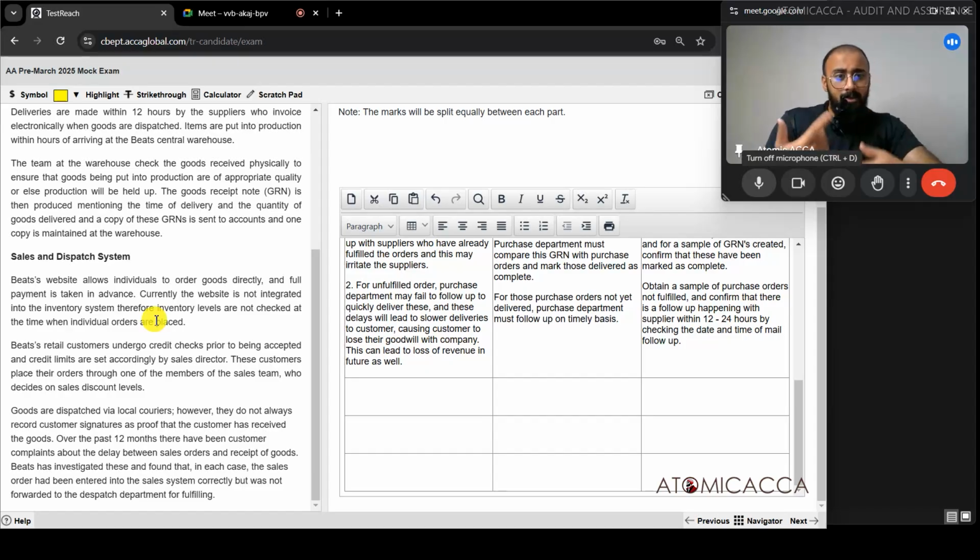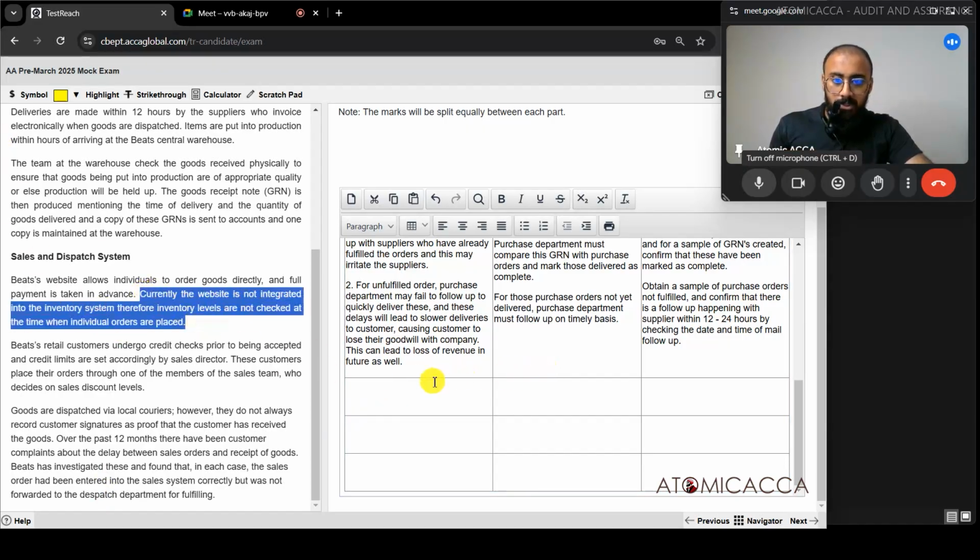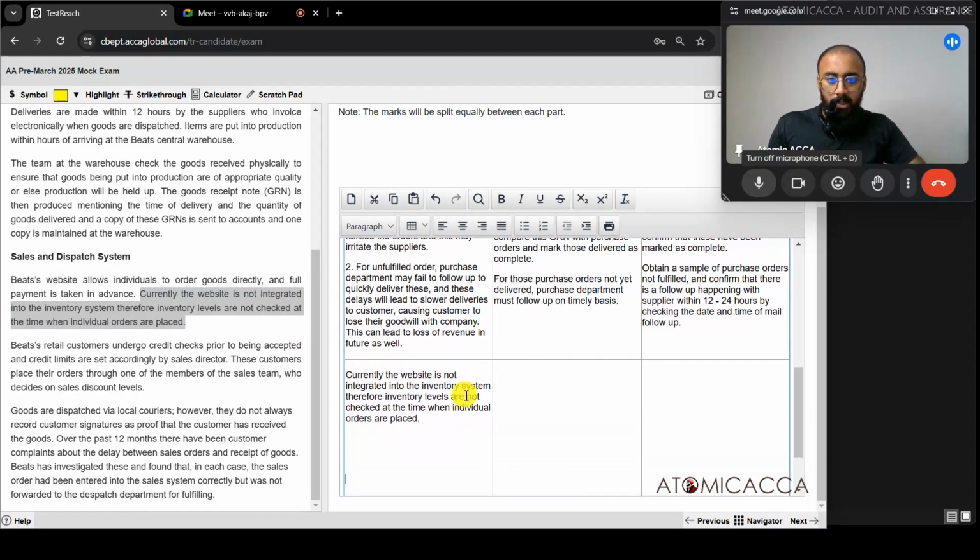Now this, if it repeatedly happens, or if it happens with 10 customers, automatically Amazon will lose those customers over time, because they'll feel dissatisfied that the stock count is not being shown, whether it's available or not, on the website. So just place yourself as a customer, see what could happen, and now think from Amazon's point of view, and write the answer. This is the situation over here. So currently the website is not integrated and inventory is not checked when individuals are placing an order. So what would happen?